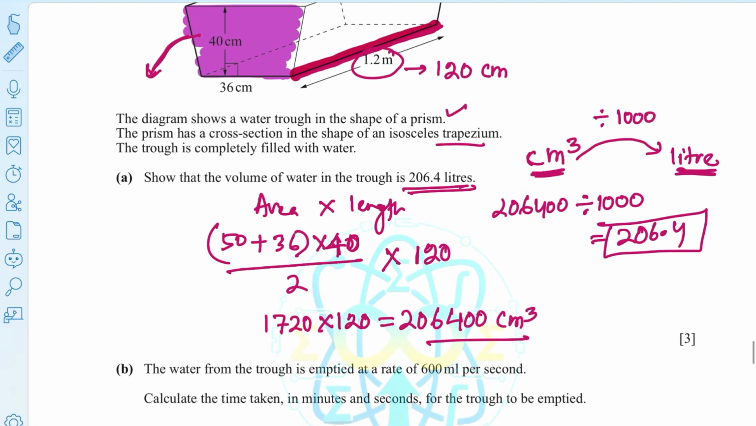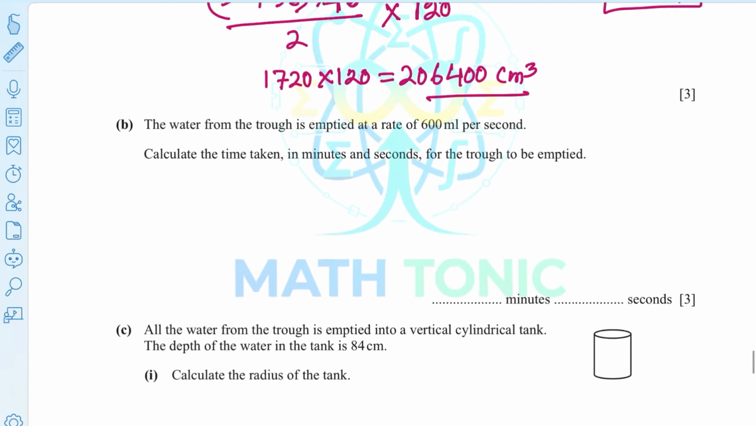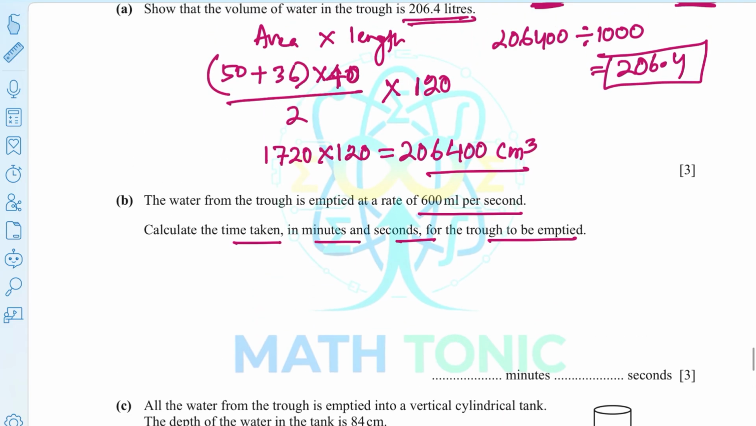Is it okay everyone? Yes. Next, the water from the trough is emptied, right, at a rate of 600 ml per second. So calculate the time taken in minutes and seconds for the trough to be emptied. Easy. So this answer I got previously in liters, right? So, and this is given 600 ml. So let me convert this into a liter. So all of us know ml to liter means divide by 1000 as well. So it will be 0.6 liter.